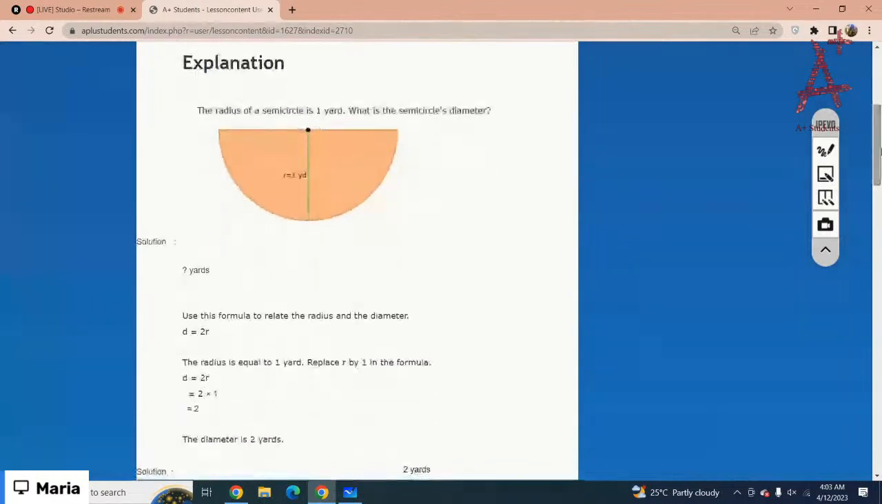So you have to use a formula. We know that diameter equals 2 times radius. Got it? So just multiply 2 times 1. So it will be 2 times 1 is 2. Got it?